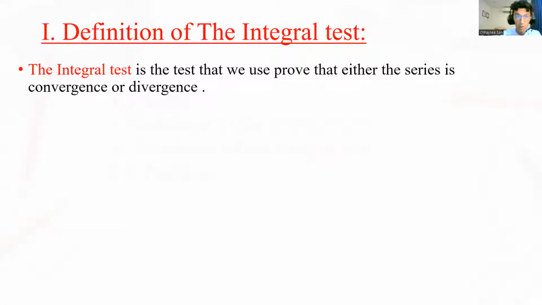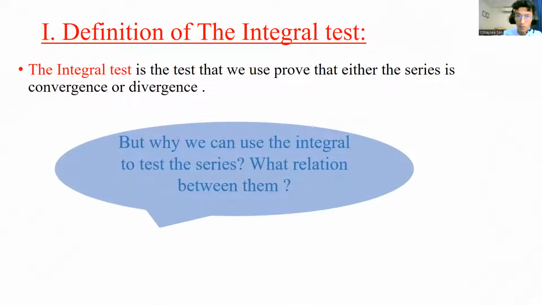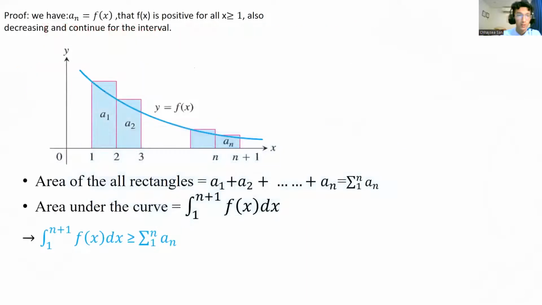So now let's move to the first point, the definition of the integral test. The integral test is the test that we use to prove whether a series is convergent or divergent. So it means that if we want to know whether our series is convergent or divergent, we can apply the integral test, but not all series. We can use the integral test, and there are also other tests that we can use. But you will ask me why we can use the integral to test the series, what is the relationship between them. So now let's see the proof.